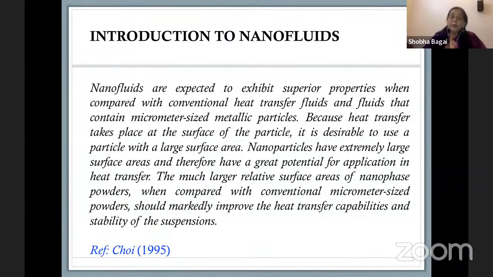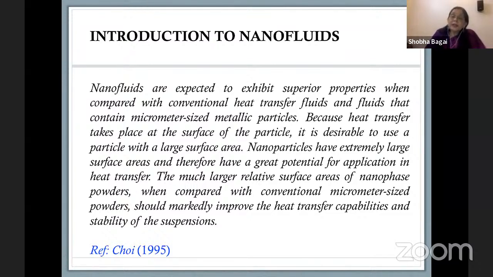So therefore, he uses something as a future tense, that nanofluids are expected to exhibit superior properties when compared with conventional heat transfer fluids and fluids that contain micrometer sized metallic particles. The micrometer sized metallic particles were the ones proposed by Maxwell. Because heat transfer takes place at the surface of the particles, it is desirable that the surface area of the particles should be large.